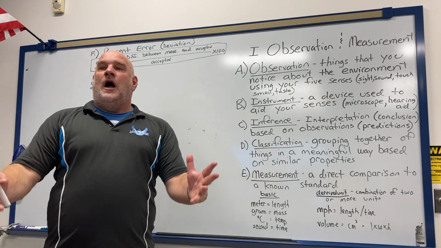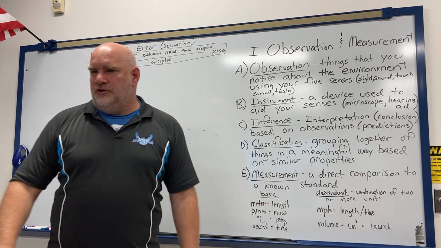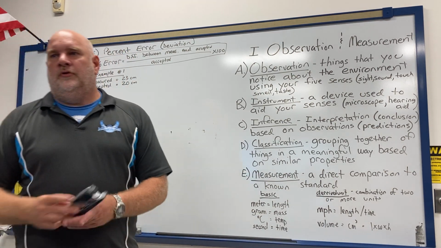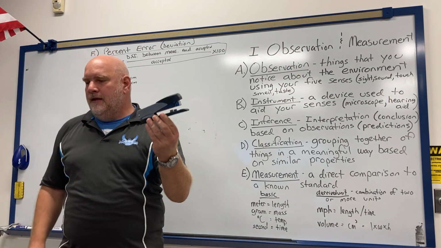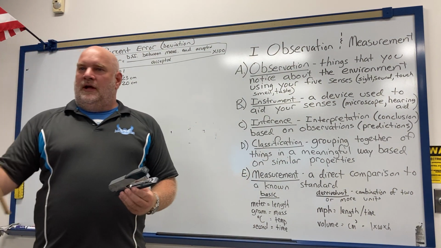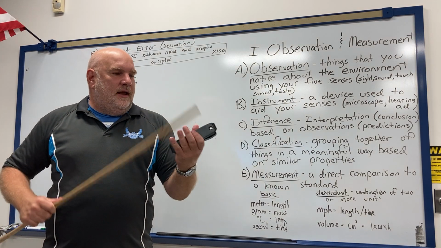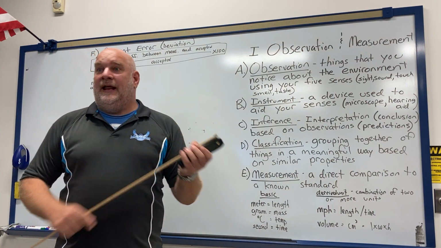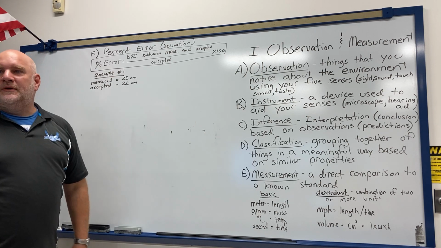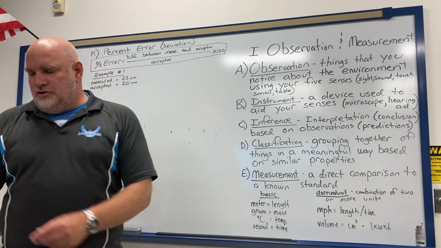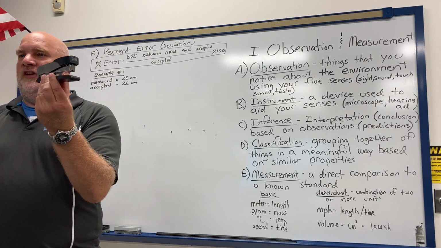Now, all this talk about measuring makes me want to measure something. So let's say I want to measure the length of this ruler. I take a meter stick out really quick, and I measure the length of this ruler, and I do it really fast, and I end up with a measurement of 23 centimeters. I measured this stapler to be 23 centimeters long.